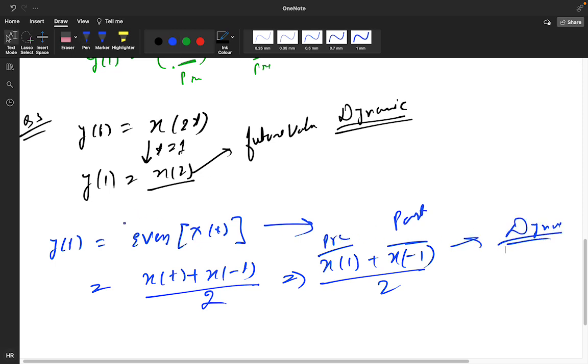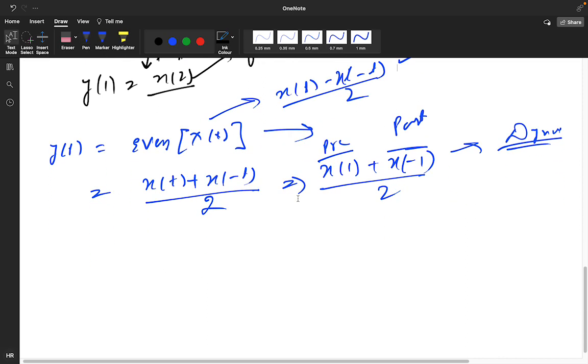So you need to know. That's why I told you about the even and odd function. The even function is this, x of t plus x of minus t divided by 2, and the odd was x of t minus x of minus t divided by 2. This was the odd. So even and odd will be dynamic only.